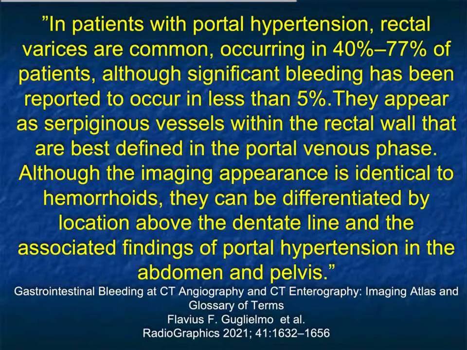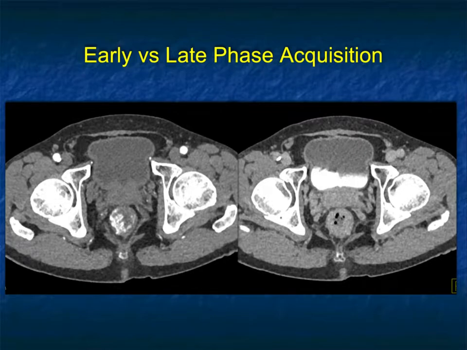Now, in patients with portal hypertension, rectal varices are common, occurring in up to 3/4 of patients, although significant bleeding has been reported in less than 5%. Again, the appearance, serpiginous vessels within the rectal wall that are best defined on venous phase imaging. Okay, so that becomes very, very important.